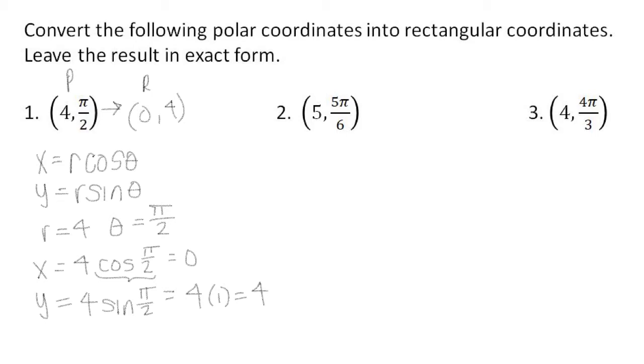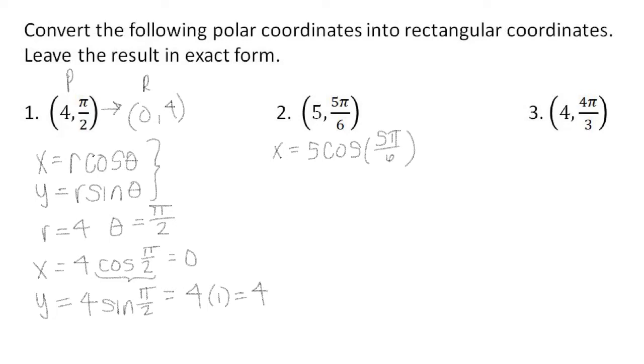And we're going to do the same process and use the same formulas for number 2. Looking back over here again, we're just using those same formulas. So x is going to be equal to 5 cosine of 5 pi over 6.